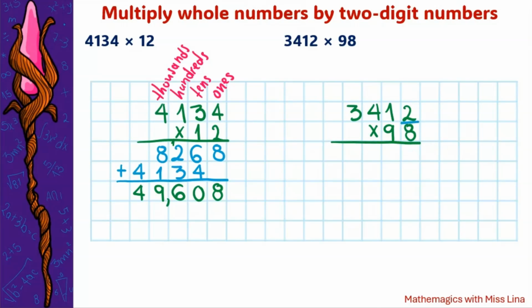Same thing, we are going to start with the 8. The difference is that we are going to have to carry more numbers in this one. 8 times 2 is 16, we carry the 1. 8 times 1 is 8, plus 1 is 9. 8 times 4 is 32, we carry the 3. 8 times 3 is 24, plus 3 is 27.